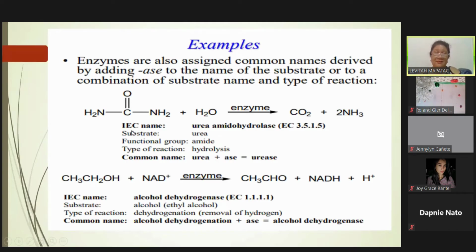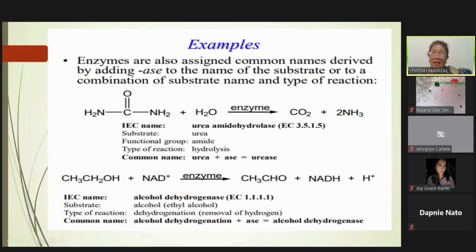And how are you going to name this? This belongs to the lyases? What will happen here? This is now your urea, because it is hydrolysis. The substrate is urea. The functional group is the amide. This one is the amide. What kind of reaction? Whenever you see H2O here, the reaction is hydrolysis.